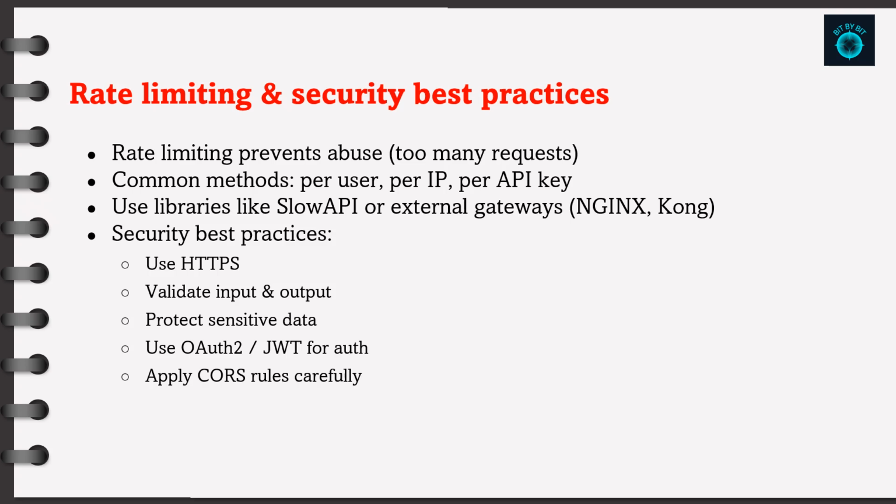If authentication is needed, use standards like OAuth2 or JSON Web Tokens, also known as JWT. These approaches allow secure user login and access control. Finally, apply CORS rules carefully. Do not allow all origins unless you absolutely must. Always specify trusted domains, especially if your API requires authentication. By combining rate limiting with strong security practices, you reduce the risk of abuse and keep your application reliable and safe.